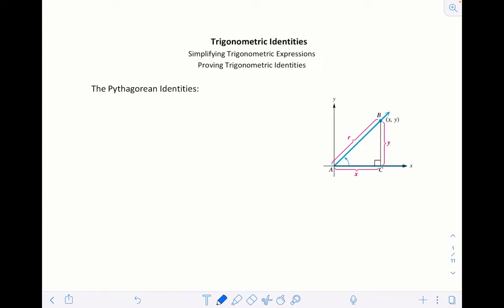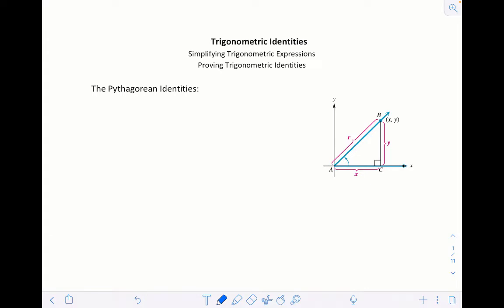In this video, I'd like to go over an introduction to trigonometric identities. The thing about trigonometric identities is usually when you get to them in a trig class, it's where the concepts of algebra that you might be used to start to merge a little bit with trigonometry.